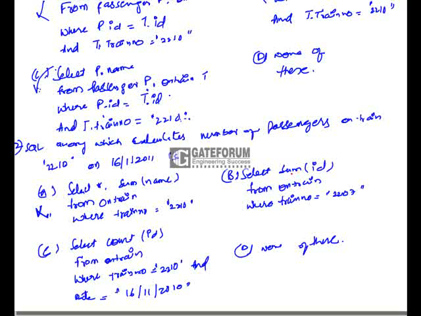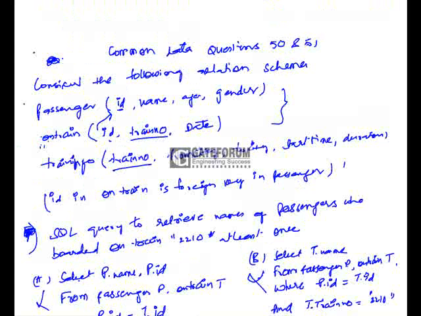If we see option B, it is calculating sum on the ID. That means IDs are added, but we should not add, we should count the IDs from table on train, where train number must be equal to 2210 and date should be equal to 16th of January 2011.